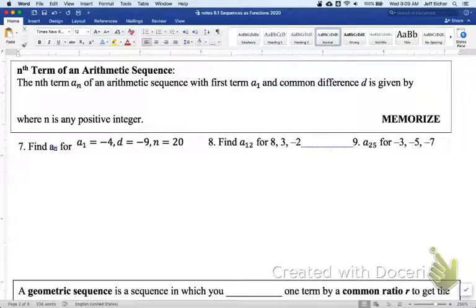So thank you for watching this video. The last part, we'll be talking about a new sequence called a geometric sequence.